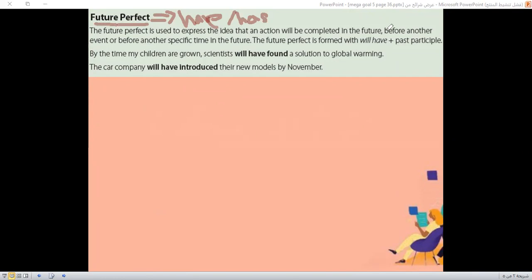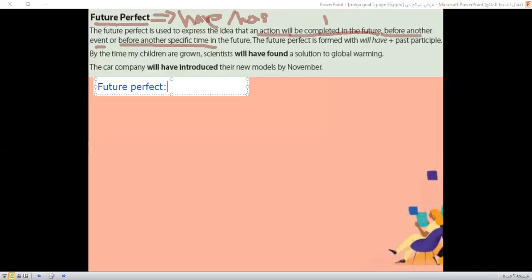Okay, so please pay attention with me, Faris. The future perfect is used to express the idea of an action that will be completed in the future, but before another action or before another specific time, also in the future. So I will have two things. I will have an action that will be completed in the future first, which is the future perfect. And then I'm going to have another action or maybe specific time. So let's write this down. Future perfect.